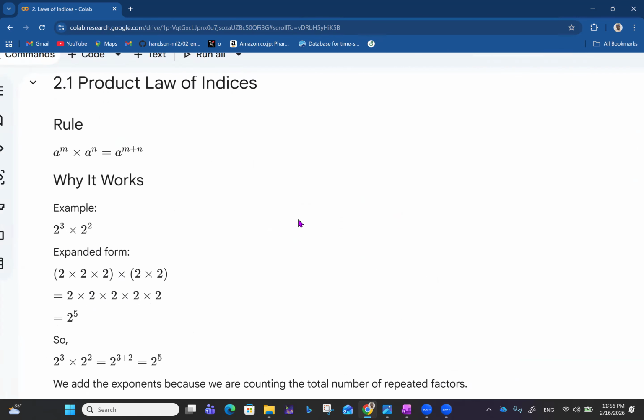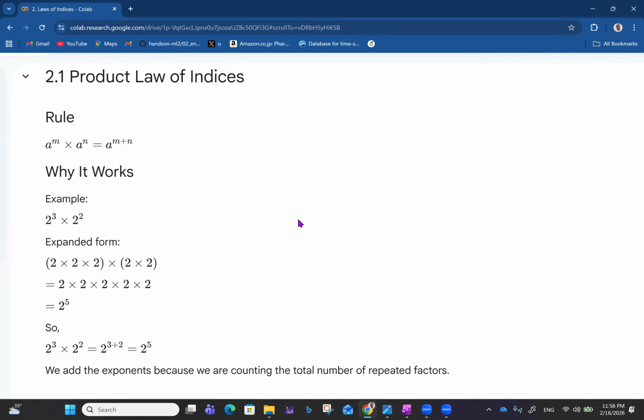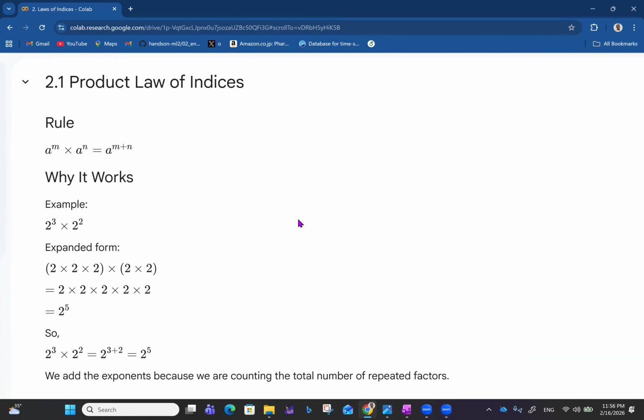The rule says that if you have a raised power m multiplied by a raised power n, that's equal to a raised power m plus n. We saw that work before. Why does it work? If you have 2 raised power 3 times 2 raised power 2, in expanded form, 2 raised power 3 is 2 times 2 times 2, and 2 raised power 2 is 2 times 2. Put everything together and you have 2 times 2 times 2 times 2 times 2 times 2. So at the end of the day, you just have 2 raised power 5.